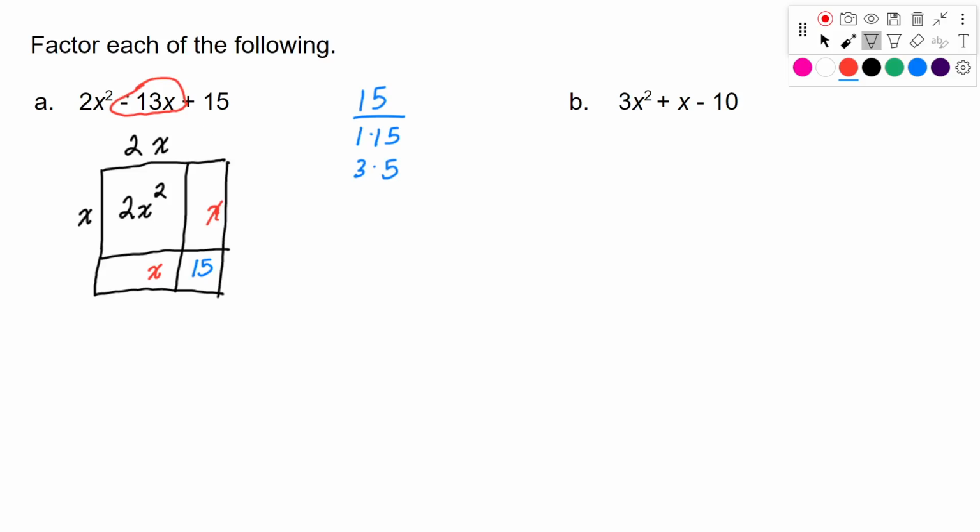So if we put the 3 on the same side as the 2x and the 5 on the same side as the x, I'm now taking 5 times 2. That's going to be 10x. 3 times x is 3x. Now those will get me negative 13 if they're both negative. So I need to check to make sure that if they're both negative, it will still work for my units. Negative times negative is positive, so far we're looking good, and 3 times 5 is 15. So the factored form for this expression is x minus 5 times 2x minus 3.